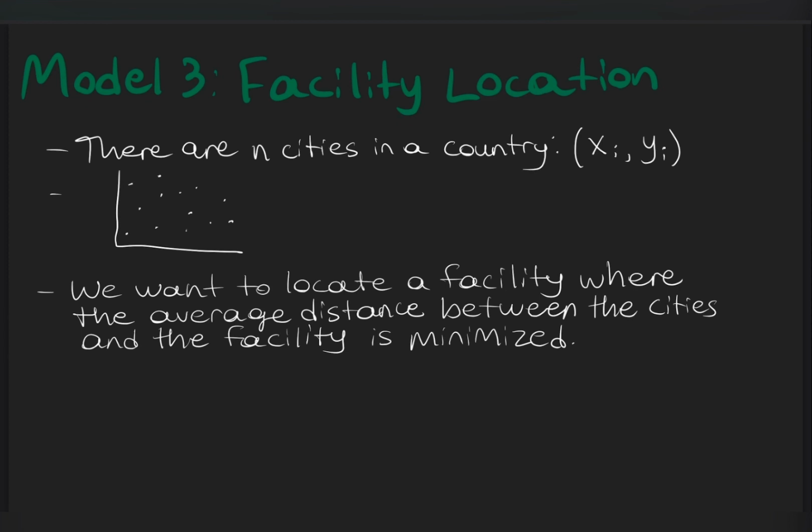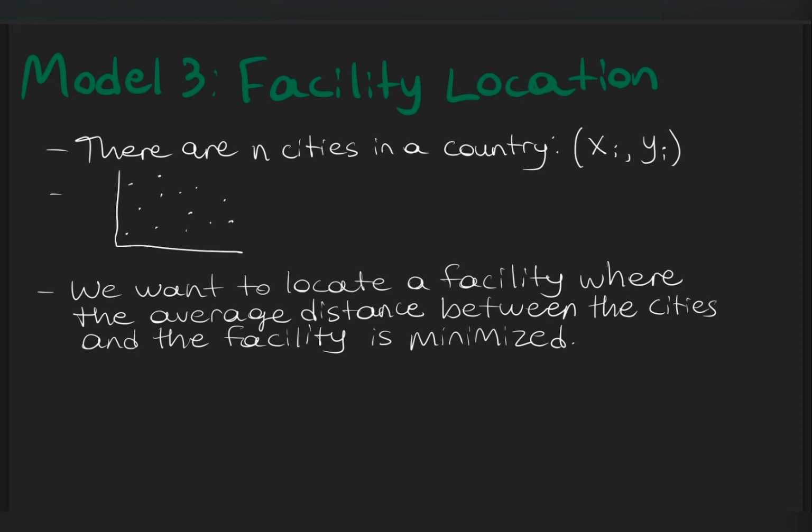Okay, so now that we've talked about that, let's talk about what we're trying to optimize. We want to locate a facility where the average distance between the cities and the facility is minimized. Let's say that this facility is a hospital. Then obviously we want the average distance to all the cities to be small, so if there's an emergency, people can reach the hospital as fast as possible.